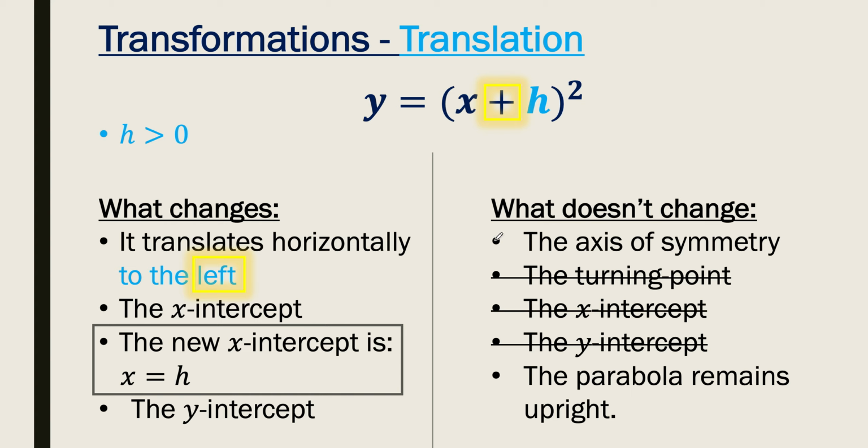What doesn't change? We already said the axis of symmetry is going to change, because it's going to change to this. This is negative. This is going to be my new axis of symmetry. But the parabola still remains upright. Wonderful.